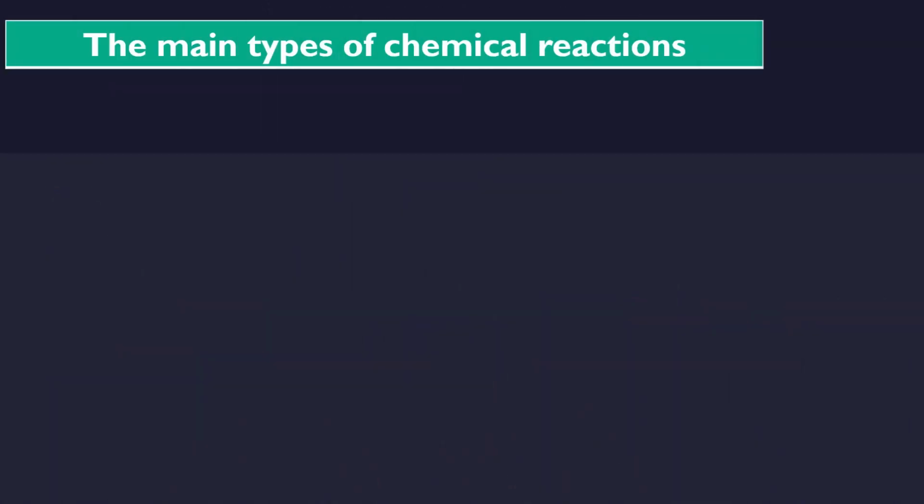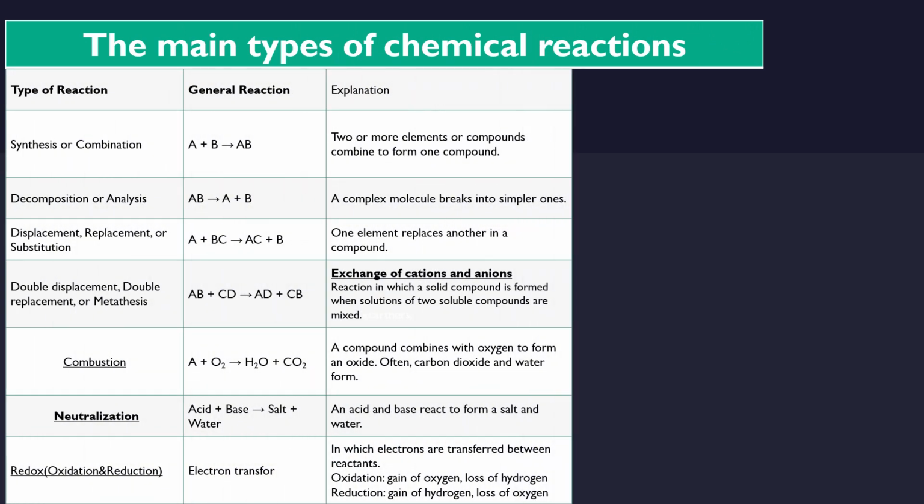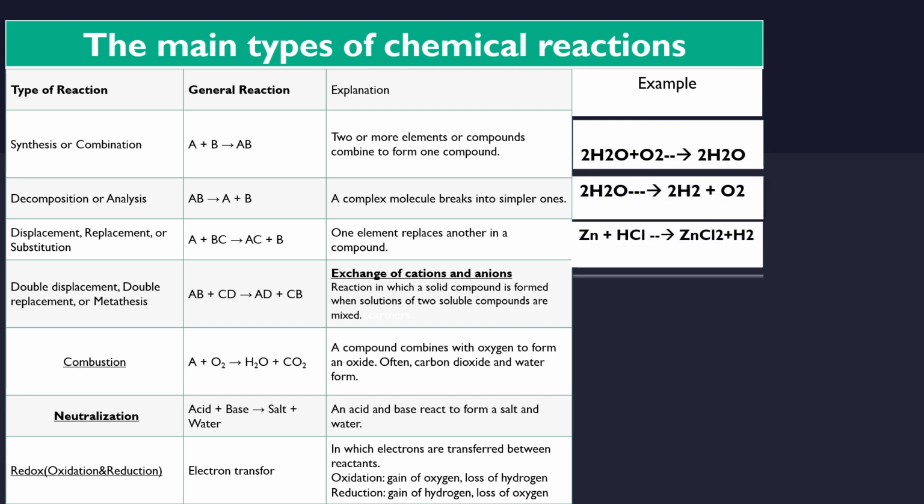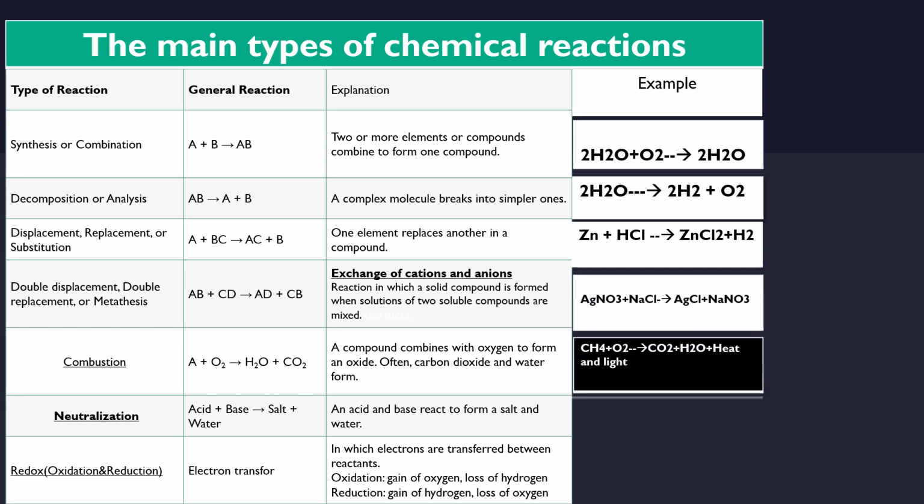These are the main types of chemical reactions. In this chart, for each chemical reaction, you can see their general formula, definition, and also the example. If you learn this chart, you can easily identify any chemical reaction.